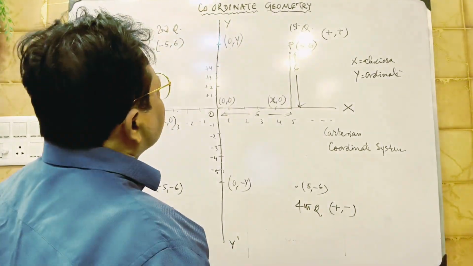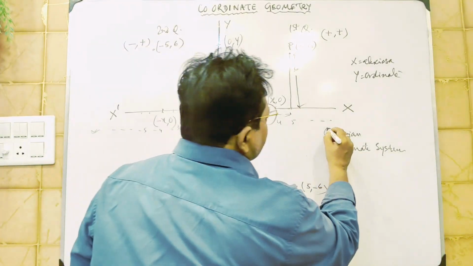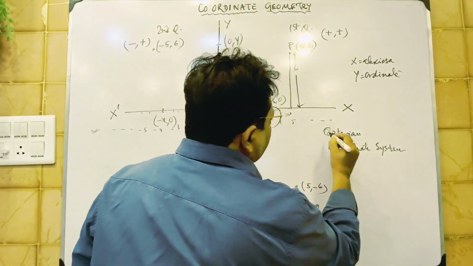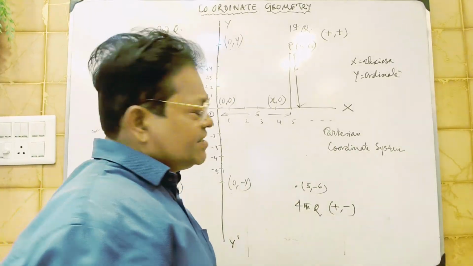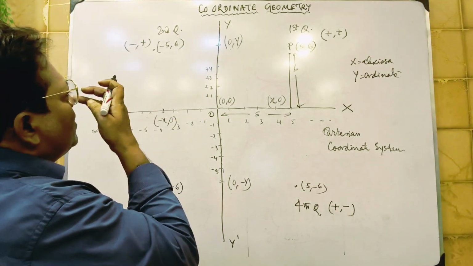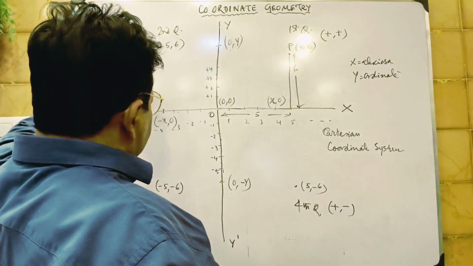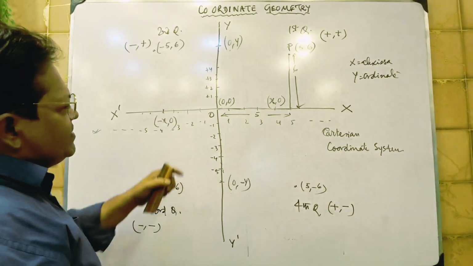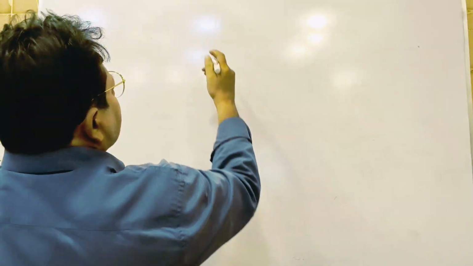Now let us come to another section. If there is any confusion, you may tell me in the comment section. This is the coordinate system, how all coordinates are placed and represented. But the basic idea I have to establish first, then I will start doing the sums.